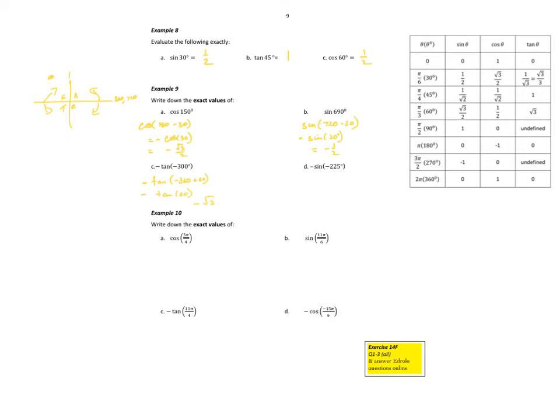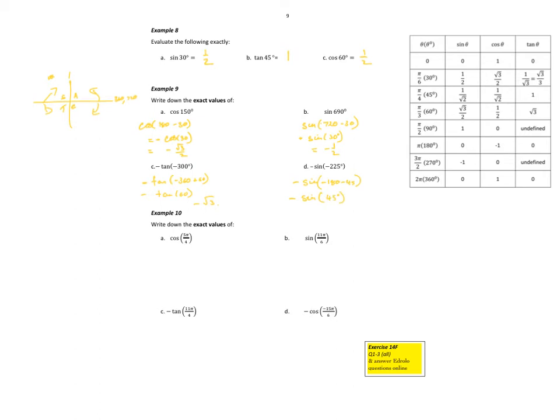Okay. Similar, negative sine of, well, what's negative 225? That's negative 180 minus another 45, isn't it? So it's minus 180 minus another 45. So again, the 180 puts me on the horizontal axis. So I've got the negative sign at the front. That's the same as 45 degrees.